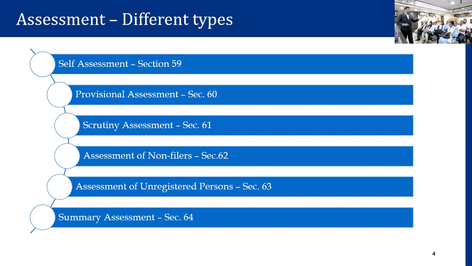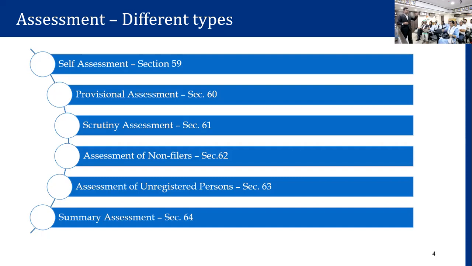So what are the types of assessments we have? We only know about ASMT 10. Assessment was scrutiny or ASMT. That is just one. There are different types of assessment. Self-assessment. Okay, Gagan, we know what is so special about it. We'll see. Provisional assessment, scrutiny assessment. This is what ASMT 10 and 61 are about. Assessment of non-filers, unregistered persons, and summary assessment. So we'll look into all of it. Prime focus would be 61.